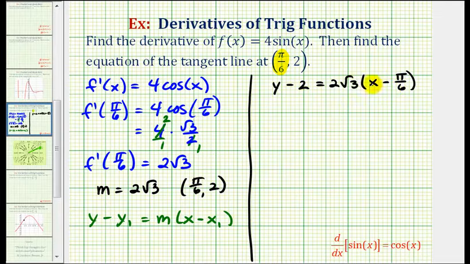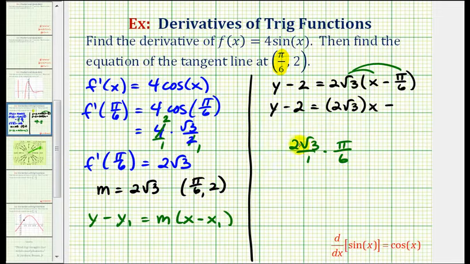Let's go ahead and solve this for y and put it in slope-intercept form. To do this, we'll distribute and then add 2 to both sides. Looks like it might be a little messy, but let's go ahead and do it. We have y minus 2 equals 2 square root 3 times x, and then minus 2 square root 3 times pi over 6. Let's see, 2 square root 3 over 1 times pi over 6. Notice how the 2 and the 6 would simplify. This simplifies to 1, this simplifies to 3. So we'll have minus pi square root 3 divided by 3.